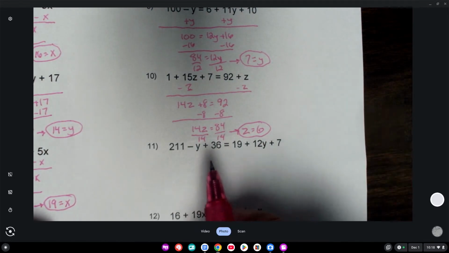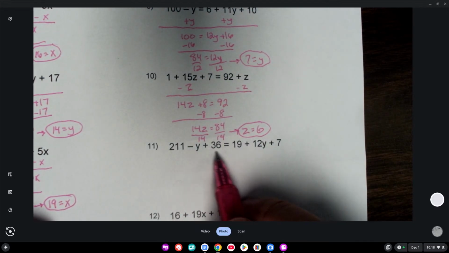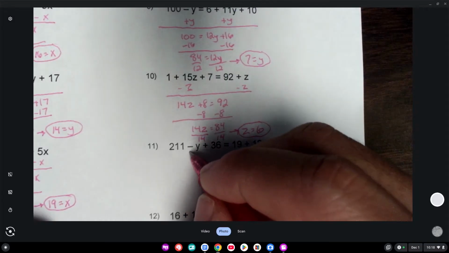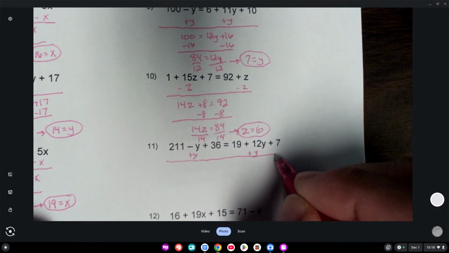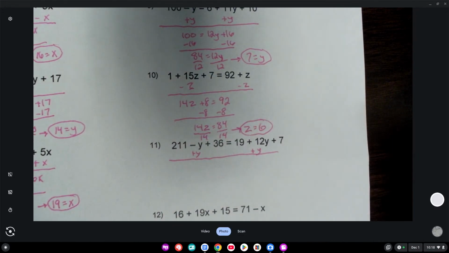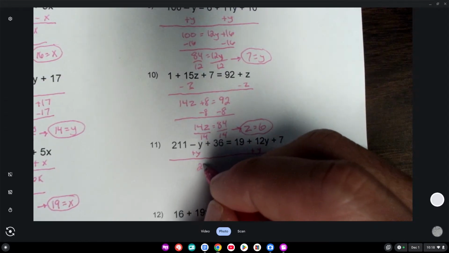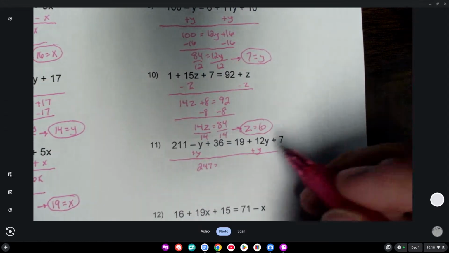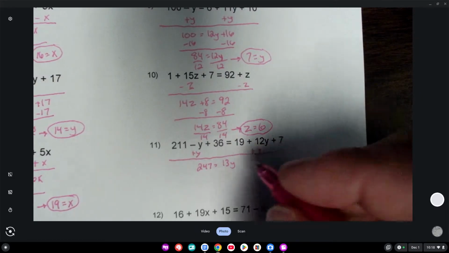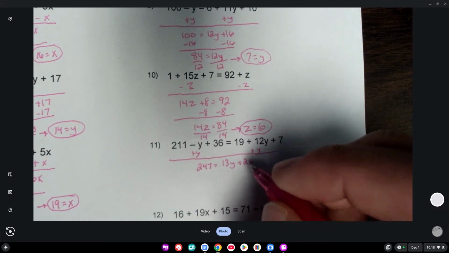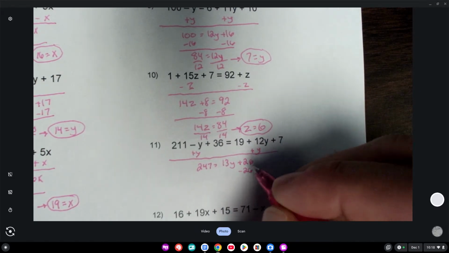Alright, 2 more. Let's get the y over here. So I'm going to add y here and here. I also have 211 plus 36. Alright, so 211 plus 36 makes 247. 12y plus 1y makes 13y. And then 19 plus 7 makes 26, which I now need to subtract from both sides.